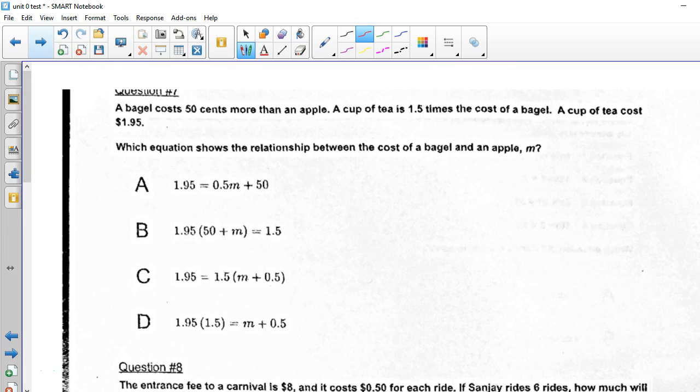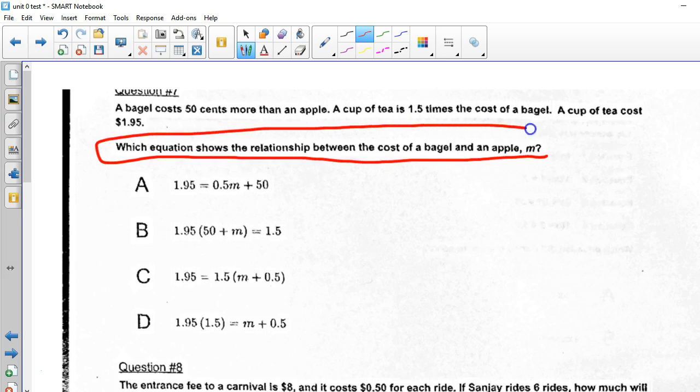Number 7, a bagel costs 50 cents more than an apple. A cup of tea is 1.5 times the cost of a bagel. And a cup of tea costs $1.95. So which equation shows the relationship between the cost of a bagel and an apple, M? Now, I could sit there and argue over the equations, or I could just build it myself and then compare it. We know that the tea costs $1.95.